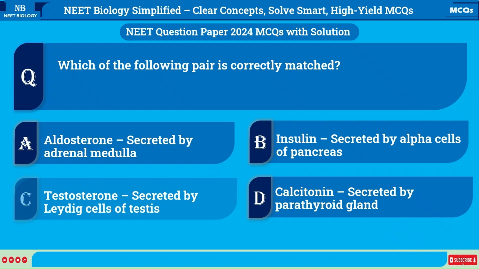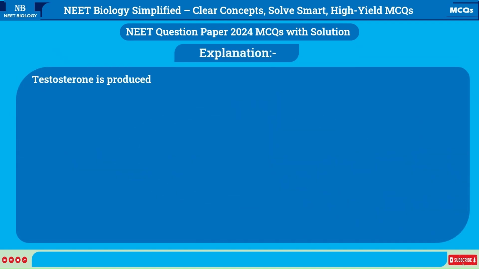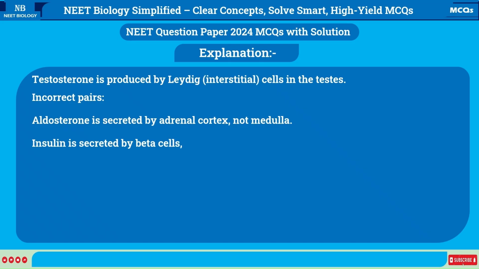Correct answer is C. Testosterone, secreted by Leydig cells of testis. Explanation. Testosterone is produced by Leydig, interstitial, cells in the testes. Incorrect pairs. Aldosterone is secreted by adrenal cortex, not medulla. Insulin is secreted by beta cells, not alpha. Calcitonin is secreted by thyroid, not parathyroid.